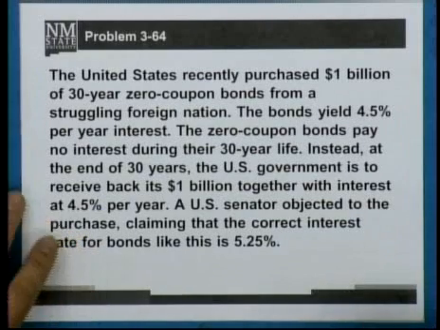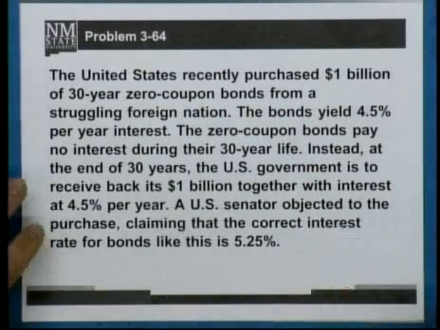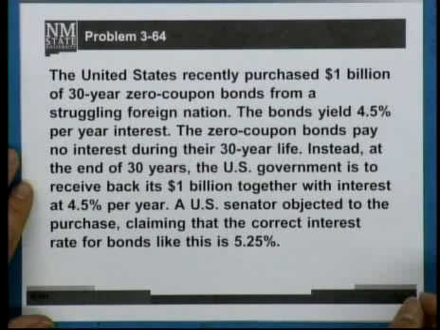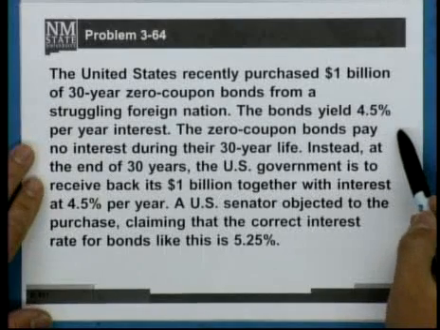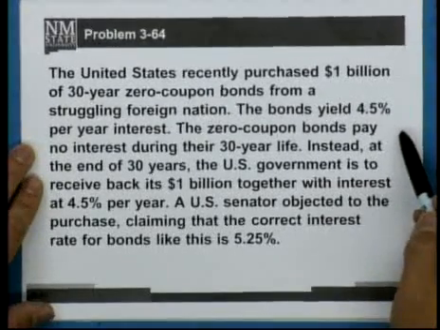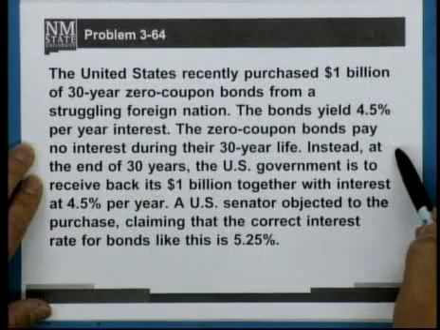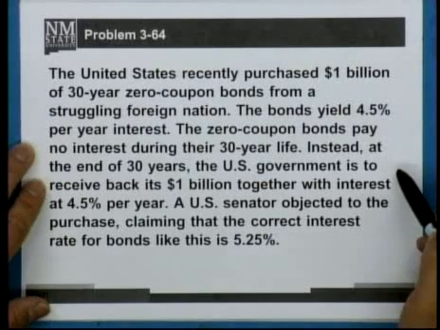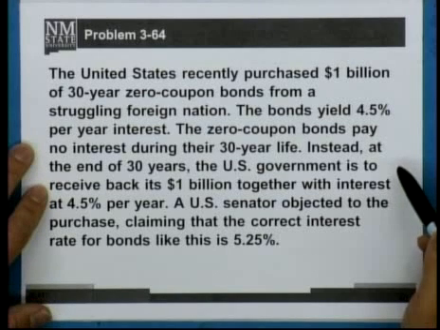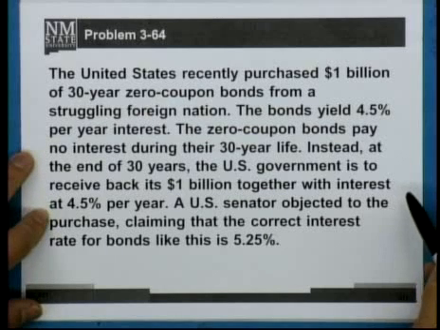So the United States recently purchased $1 billion of 30-year zero-coupon bonds from a struggling foreign nation. The bonds yield 4.5% per year interest. The zero-coupon bonds pay no interest during their 30-year life. Instead, at the end of 30 years, the U.S. government is to receive back its $1 billion together with interest at 4.5% per year.